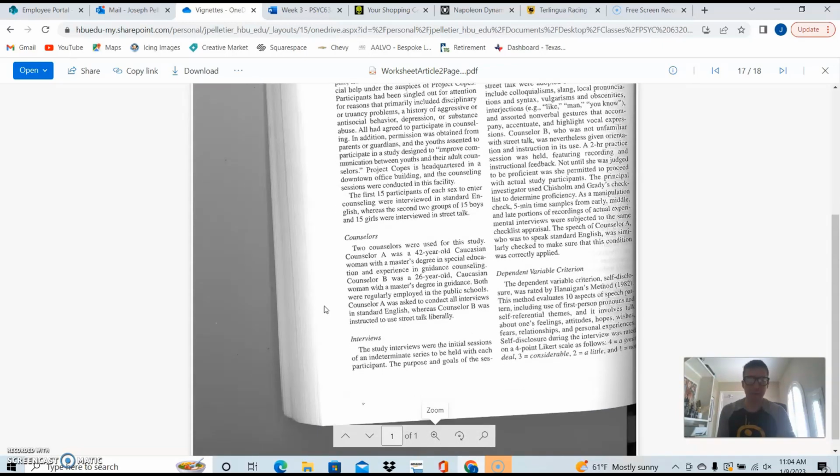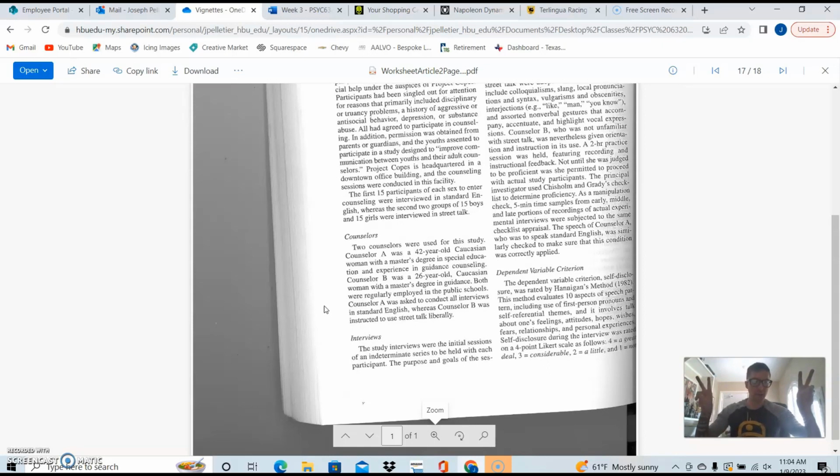If we look at the counselors, keeping in mind that in this particular study there were counselors using either street talk or what they refer to in the study as standard English, to see if they could establish a rapport and better disclosure that way, right?